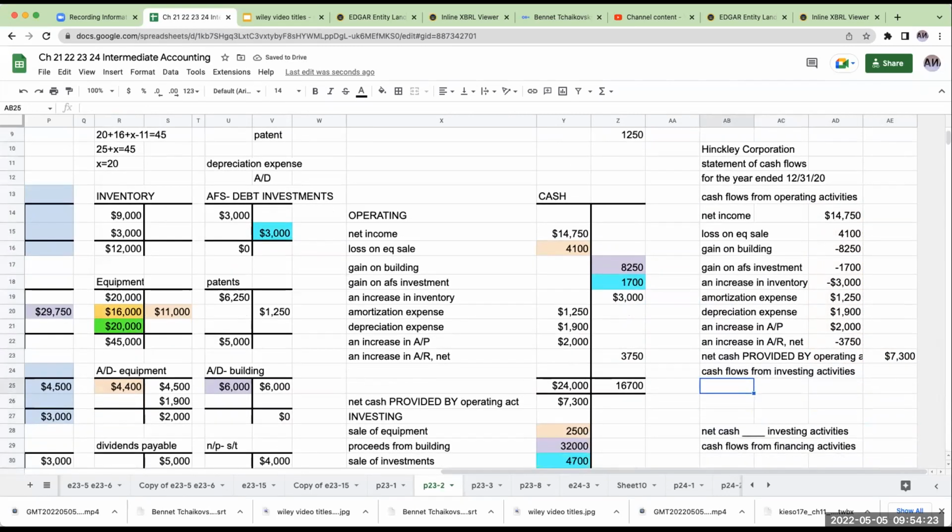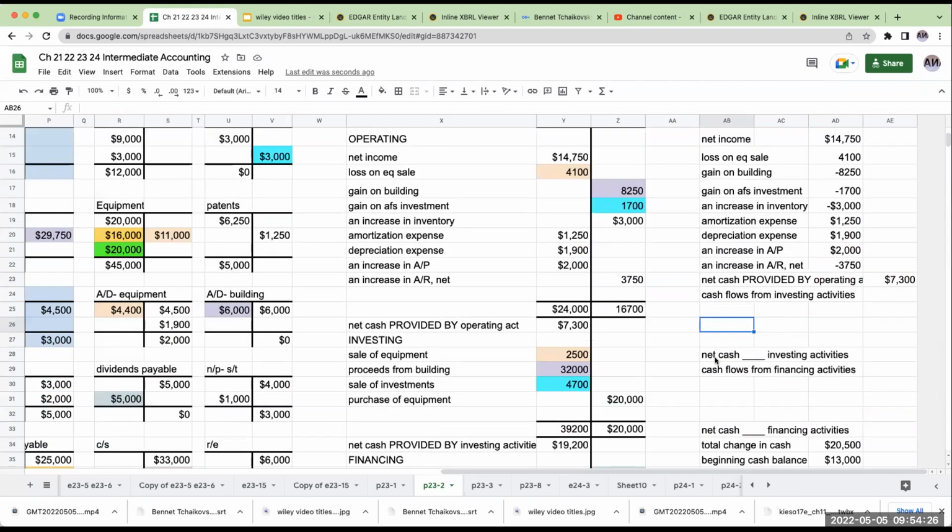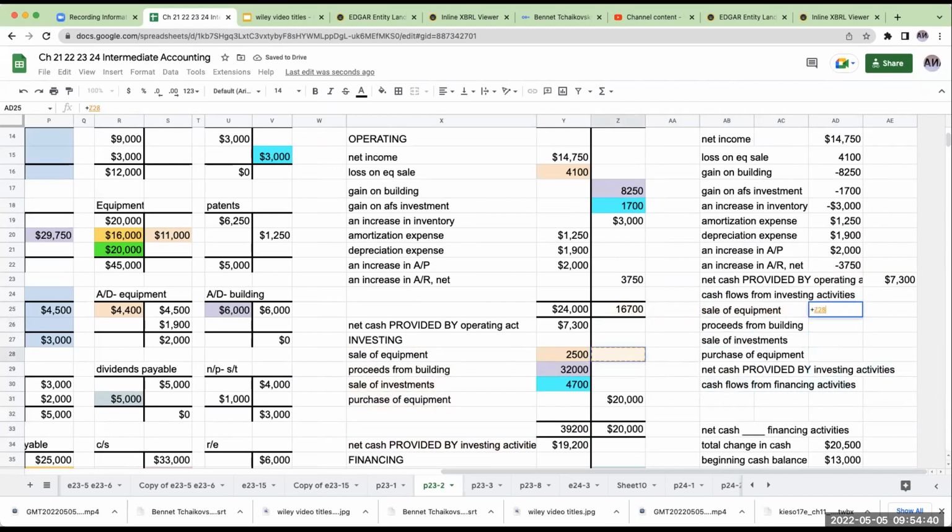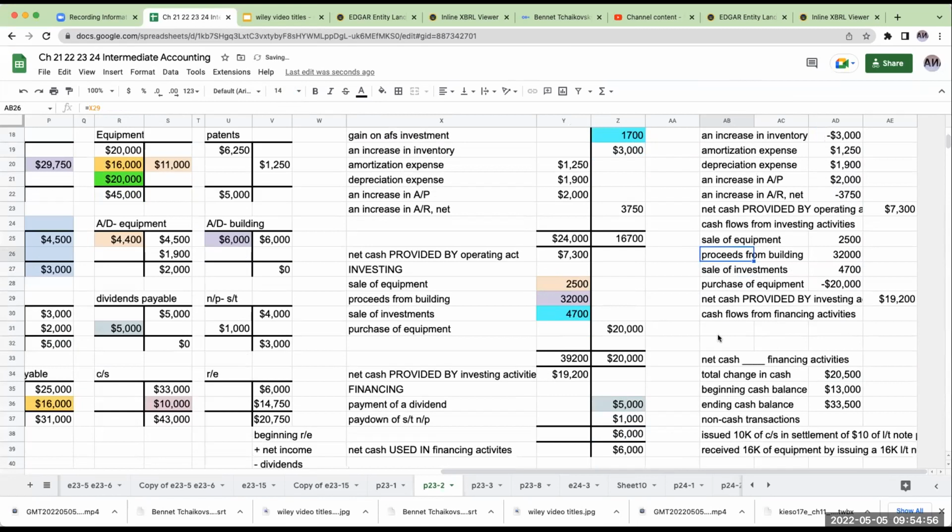So come down over here, cash flows from investing activities. I've got sale of equipment, proceeds from buildings, sale of investments, purchase of equipment. Again, if it's a debit, it's going to be a positive, and this is going to be a negative amount because it's a credit. So over here, I've got net cash provided by investing activities of 19,200. Okay, so cash flows from financing, payment of a dividend, pay down of a short-term note payable.